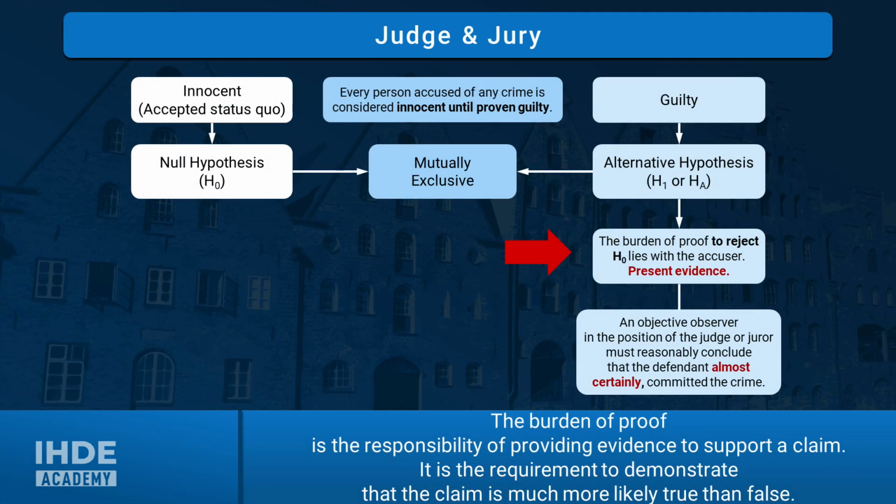Anyone who claims anything that deviates from the currently accepted status is also responsible for providing sufficient evidence to support this claim. Again, the evidence must be sufficiently convincing for an objective observer, such as the judge or jury, to reasonably conclude that the defendant has almost certainly committed the crime. Moreover, this conclusion must have a very high degree of certainty.